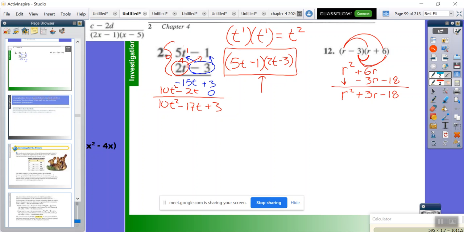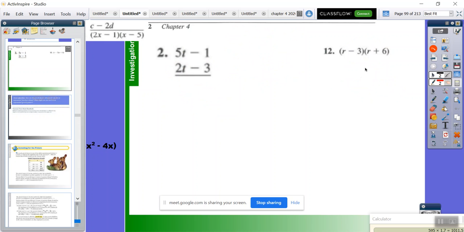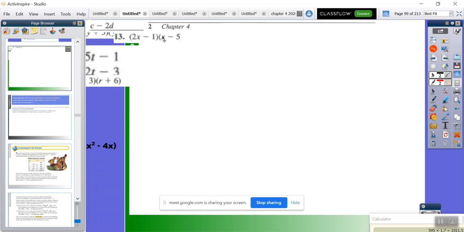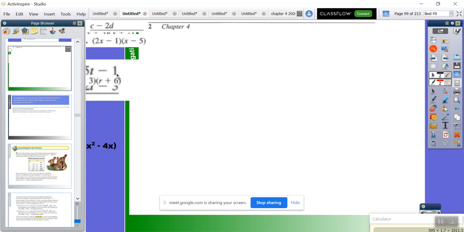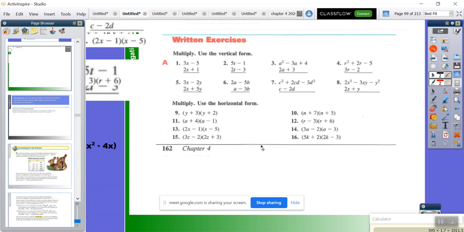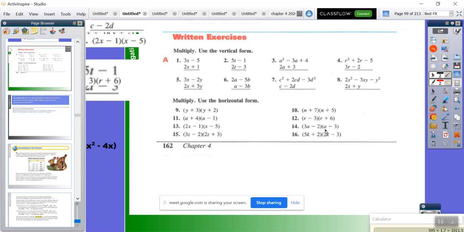Would you like to do some more? Yeah, can we do a couple more? Sure. All right. Do you want to pick some more from here, or do you want to go to the other sections? Let's go to the other sections because I think I pretty much understand this one.